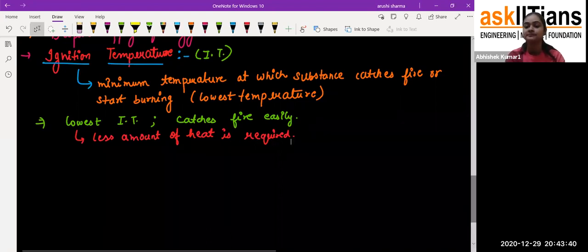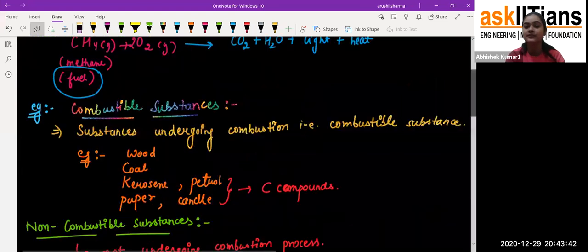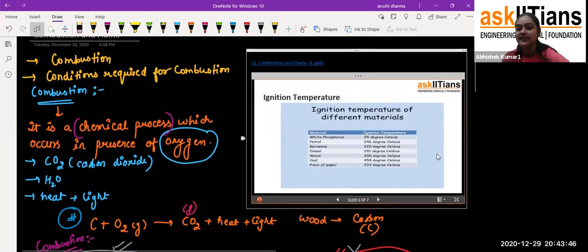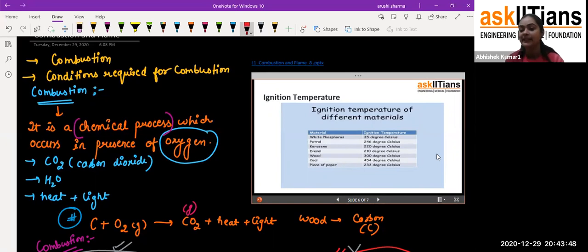Now I'll show you this point here. In this table, can you see that there is petrol and many other things, and we know that every combustible substance has a different temperature. It's not like everything has the same temperature. So petrol, kerosene, diesel, wood, coal, a piece of paper, they all have different ignition temperatures.